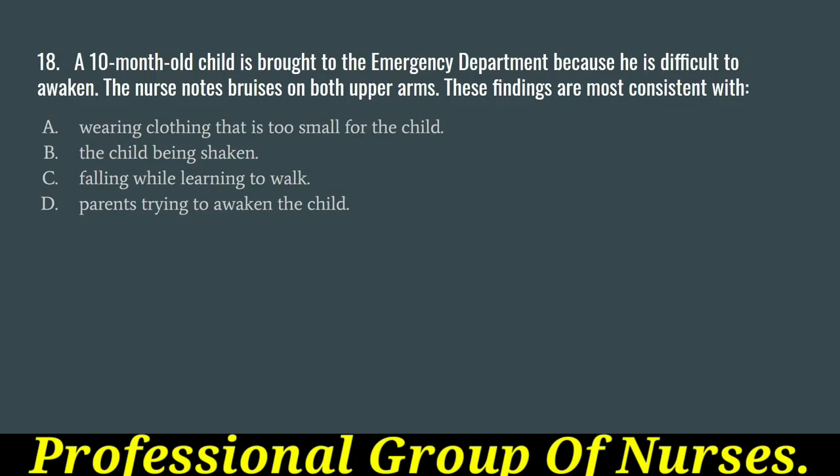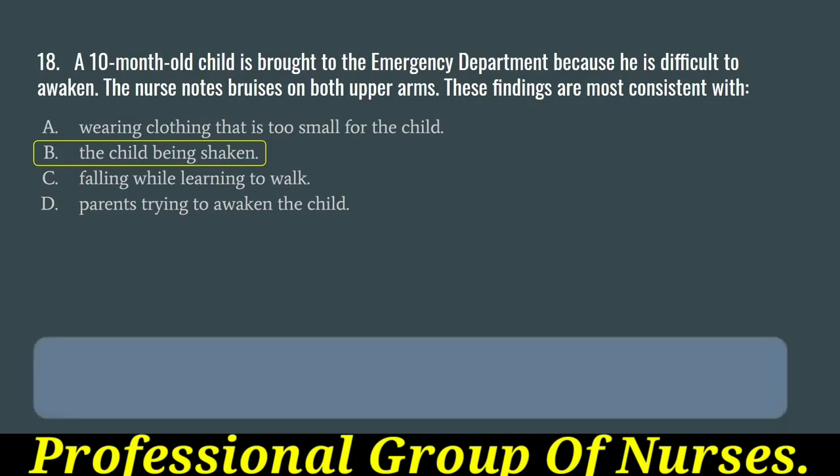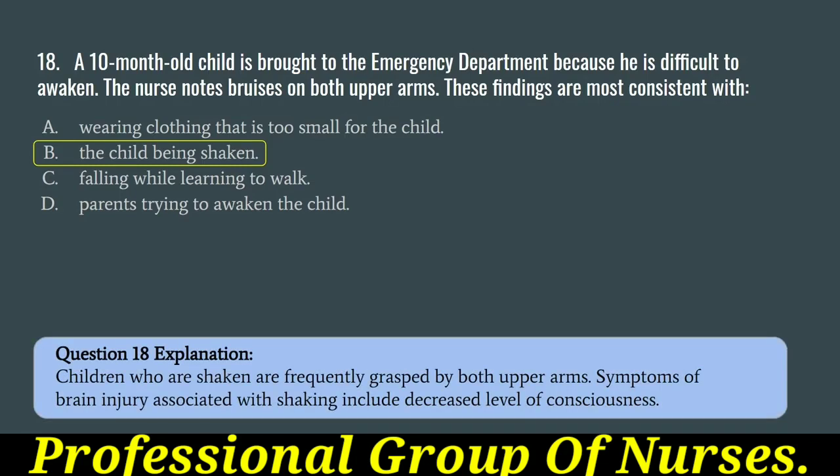Answer: B. The child being shaken. Explanation: Children who are shaken are frequently grasped by both upper arms. Symptoms of brain injury associated with shaking include decreased level of consciousness.